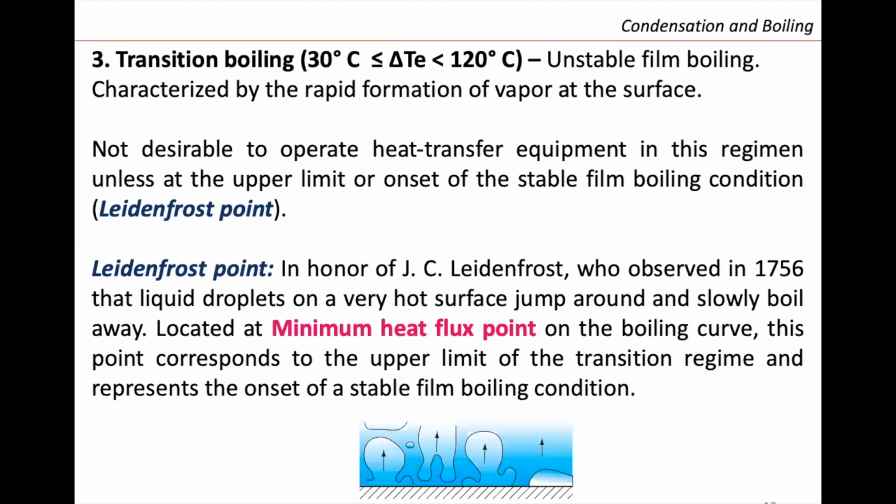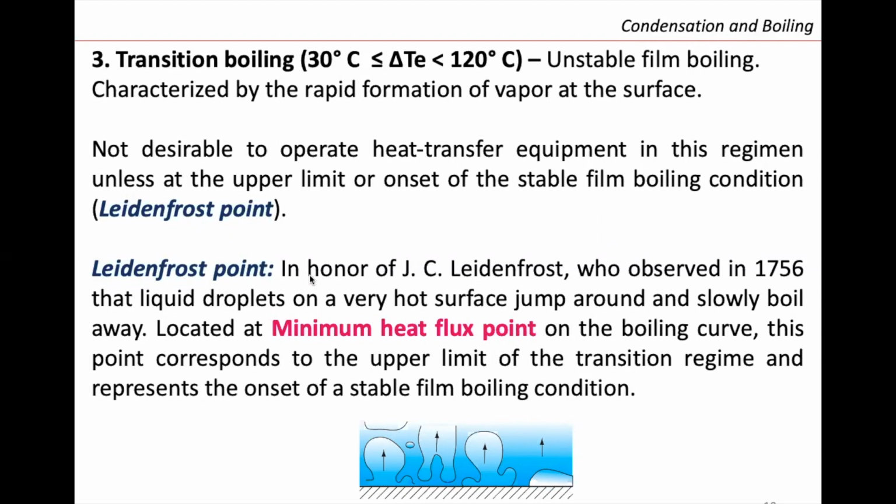Then we have the third zone of our boiling curve, that is the transition boiling. The transition boiling occurs between temperature excess of 30 and 120 Celsius, and here you have an unstable film boiling, characterized by the rapid formation of vapor at the surface. It is not desirable to operate heat transfer equipment in this regime, okay? Unless at the upper limit or onset of the stable film boiling condition, also named the Leidenfrost point.